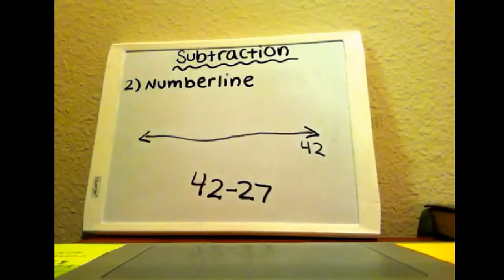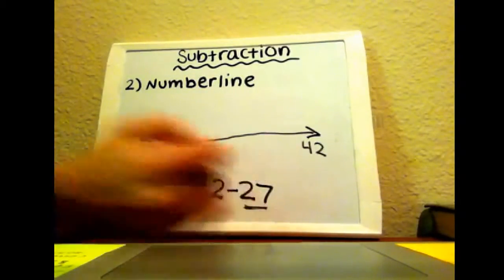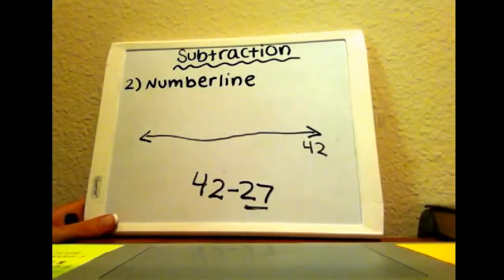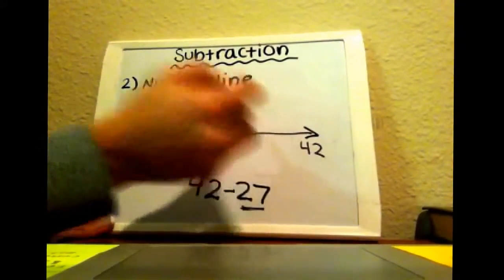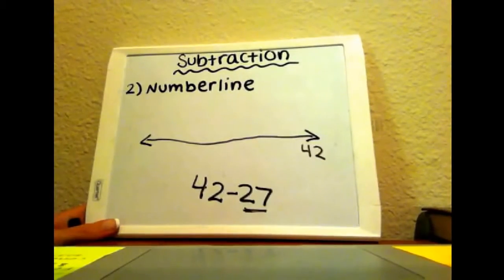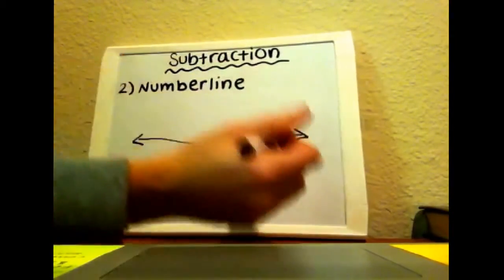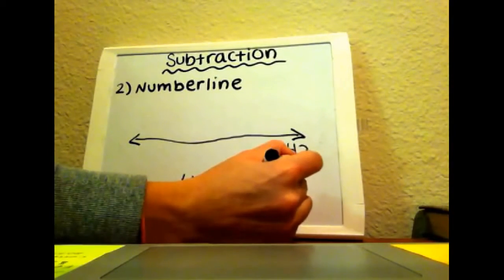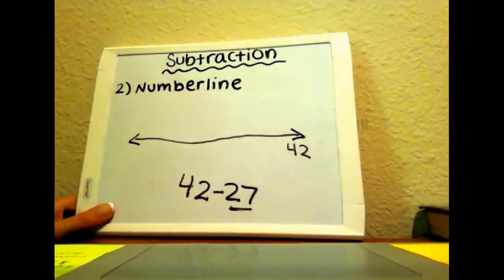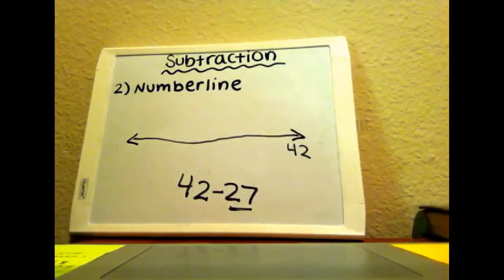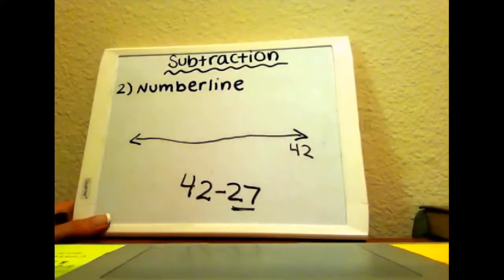So to do this, what we need to do is we break up our 27. We can't do what we did in the first problem by just counting backwards by ones, because that would take quite a while. So we can break up 27 into a few different segments. We can break it up by tens, or we could break it up by 20 and 7. So for this example, I'm going to break it up by tens.